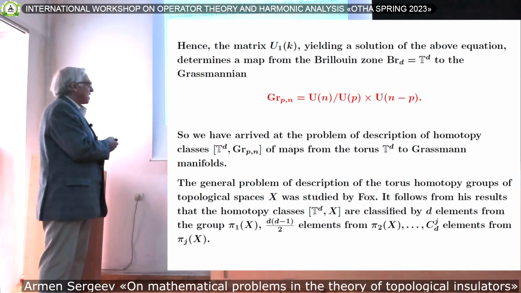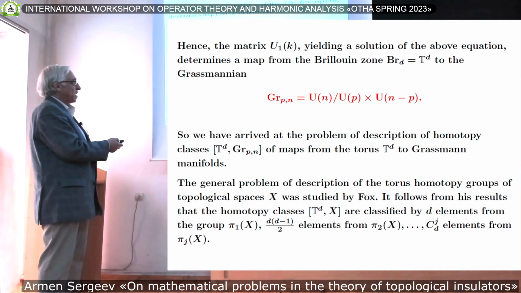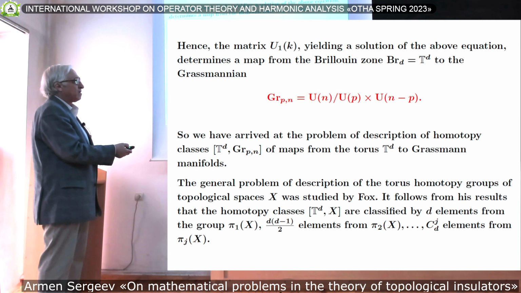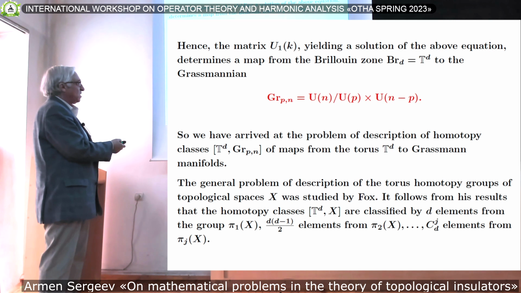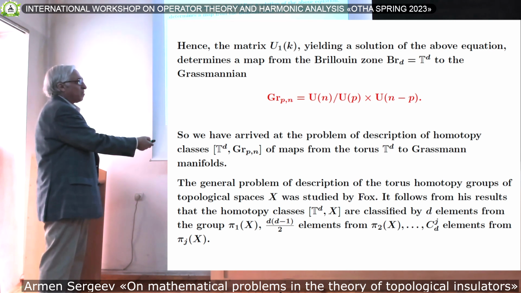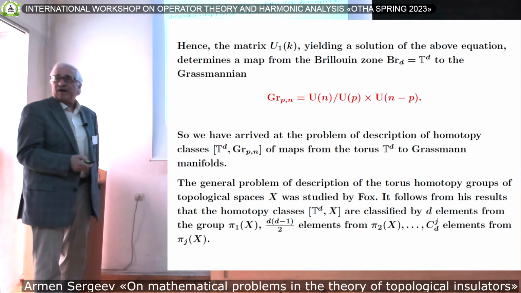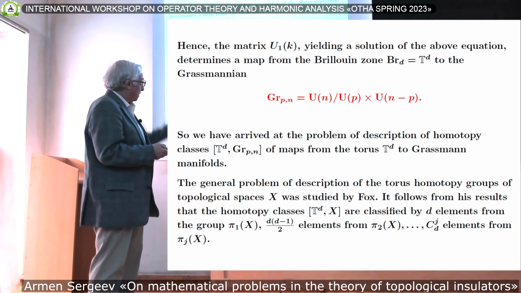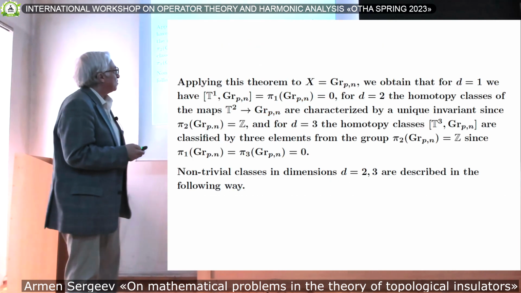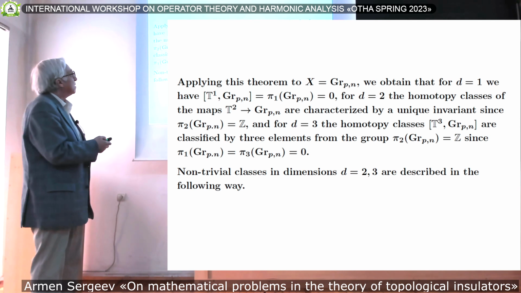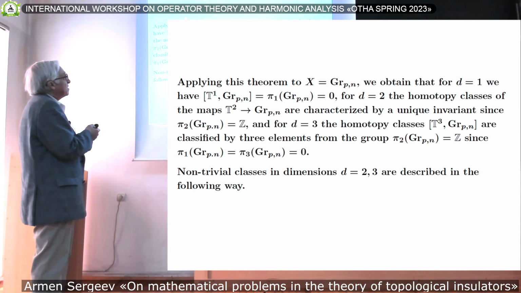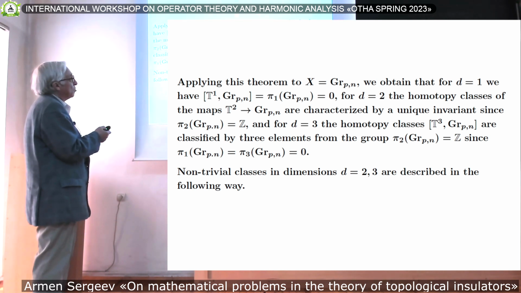It follows from his results that the homotopy classes which I want to consider are classified by d elements from the fundamental group π1 of X, d(d-1)/2 elements from π2, and so on, this binomial coefficient C(d,j) elements from πj of X. Unfortunately, I have no time to explain why it is so. But let us apply this theorem to the Grassmannian. So now X is the Grassmannian.